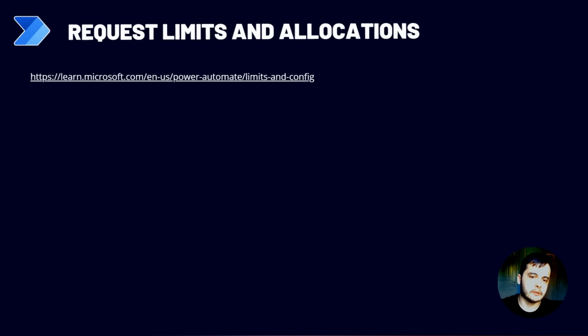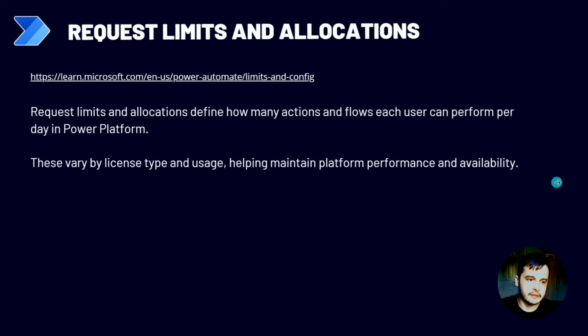The thing that I want you to understand here is that we have limits sometimes. Request limits. When we do steps inside our automations, each step does a request, and we have this limit of how many actions we can do in a flow or in a day, so Microsoft can keep things with performance and availability. And this number of requests depends on the license and the usage.